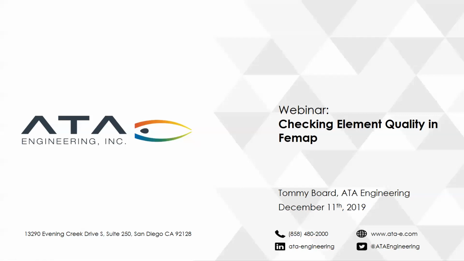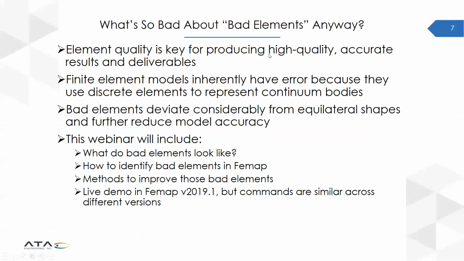I'll go ahead and get started with an overview. So I guess the motivation behind understanding element quality is that element quality impacts model accuracy and therefore results. You probably already know that finite element models already have some error because we're using finite discrete element shapes to represent continuum bodies. A perfect element would be an equilateral shape, like a square or an equilateral triangle. So the farther you deviate from that equilateral shape, the worse the element will be, and the less accurate your model will be.